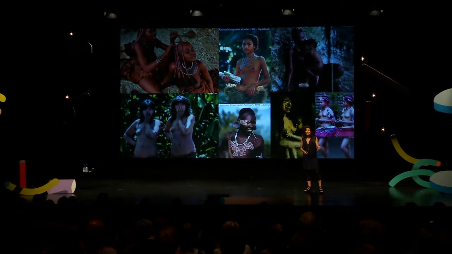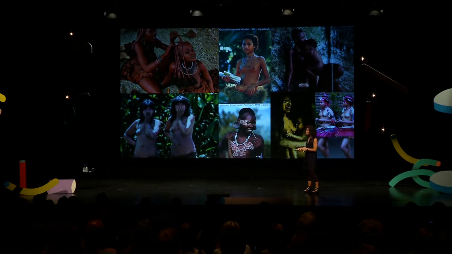National Geographic set out to use technology, photography, to understand the world better, and they ended up presenting a very distorted representation of reality without even realizing it. But this isn't history, this is right now.